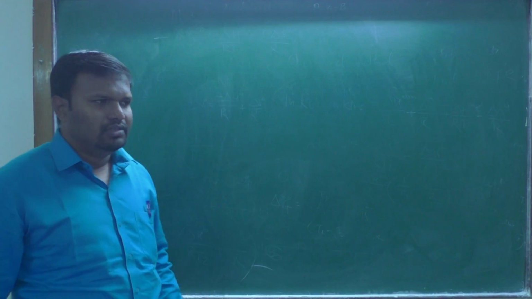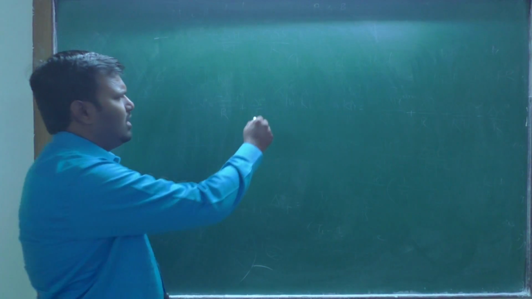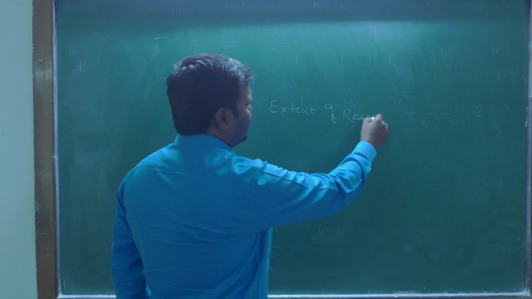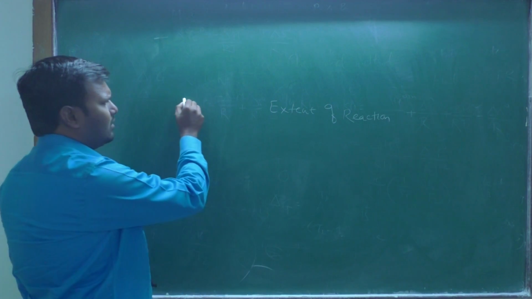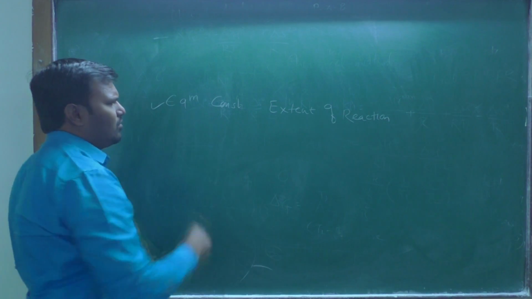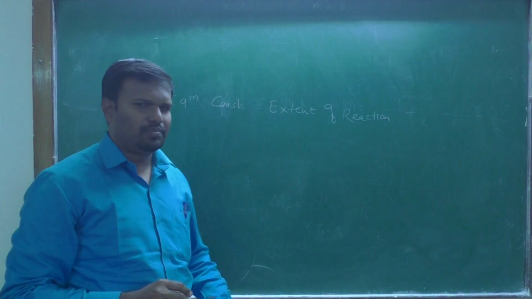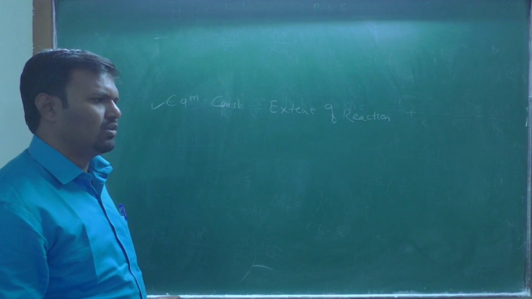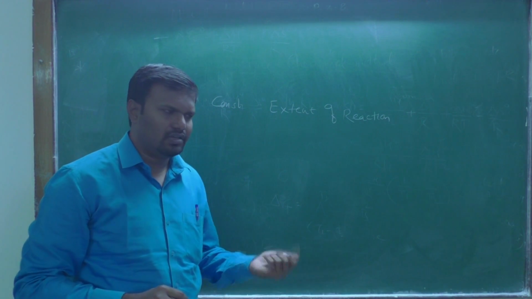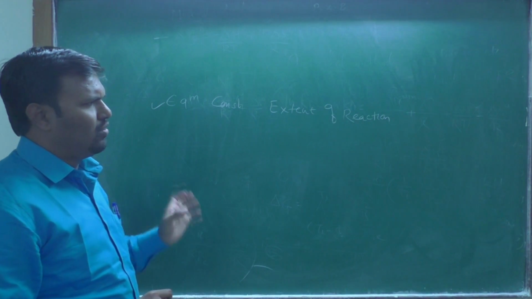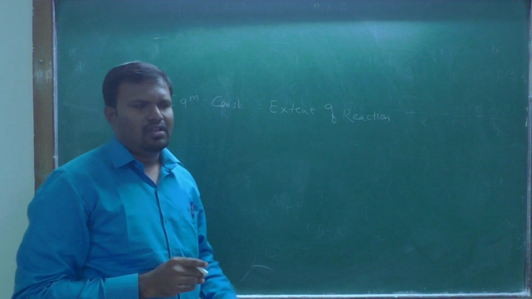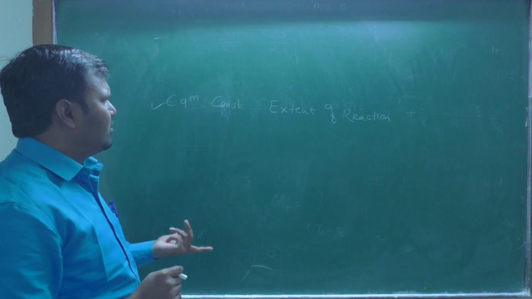Dear students, in this lecture we will discuss the extent of reaction and the effect of the equilibrium constant. We will predict whether the product is obtained in higher quantity, or in lower quantity and the reactant is obtained in higher quantity than the product, or whether product and reactant are present in the same quantity. We can predict this by using the equilibrium constant.